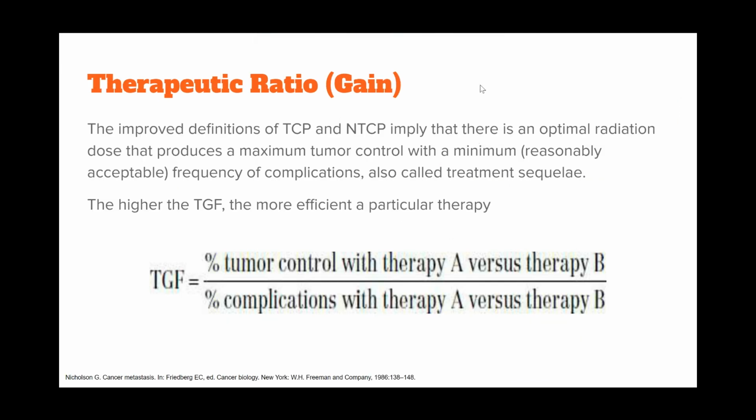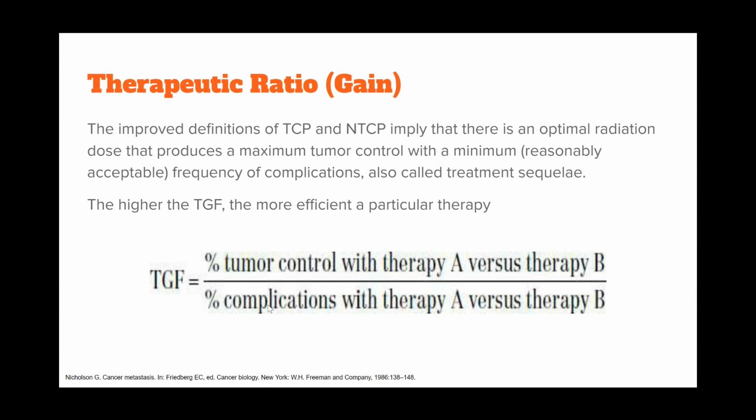Now we talked about tumor control probability and normal tissue complication probability, the TCP and the NTCP. They both basically give us a therapeutic ratio or a therapeutic window where our doses must lie. And a therapeutic gain factor can be calculated to see how efficient a particular therapy is. It is basically the percentage of tumor control with therapy A versus B divided by the percentage of complications with therapy A versus B.